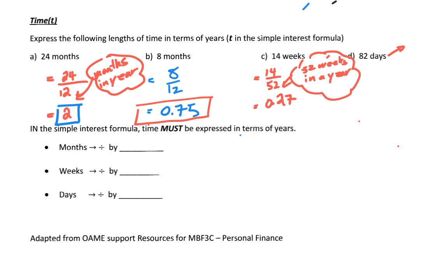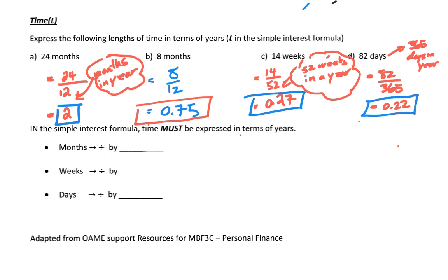Okay? So when we talk about days, we have to remember that there are 365 days in every year. Based on that, we take our 82 and divide by 365, and that gives us a decimal of 0.22. Now, in the simple interest formula, time has to be expressed in years. The months need to be divided by 12, the weeks need to be divided by 52, and the days need to be divided by 365.